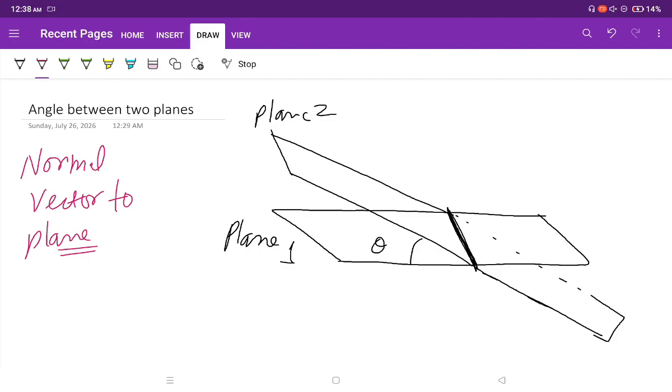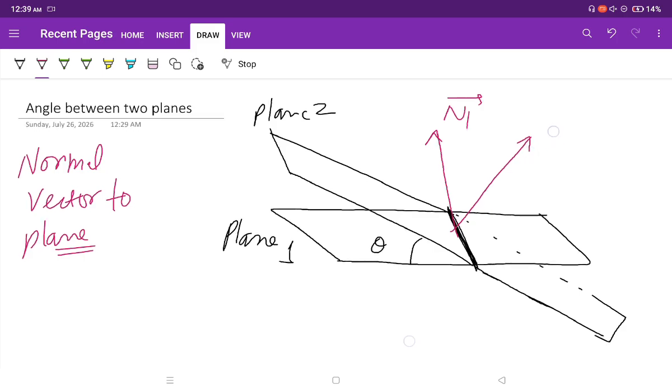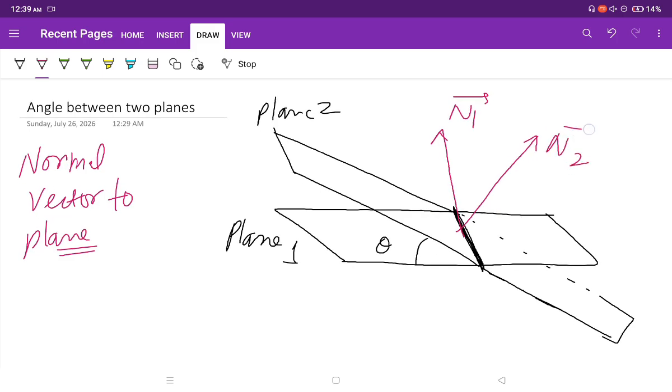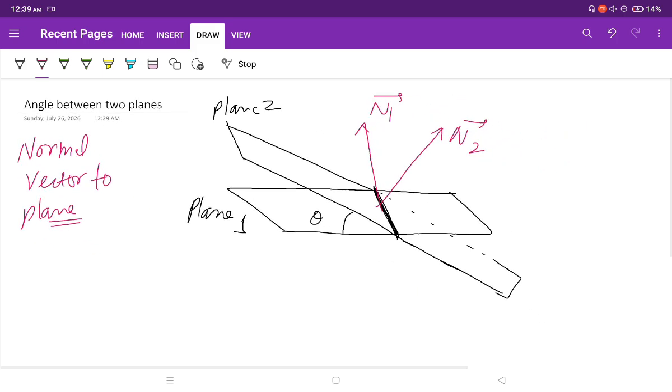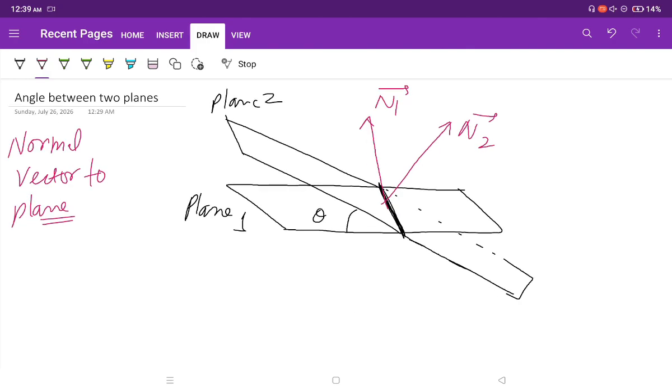So suppose we have the plane P1, or plane 1, which will have the normal vector n1, and we have the plane P2, which will have the normal vector n2. Correct? Now let's see here.